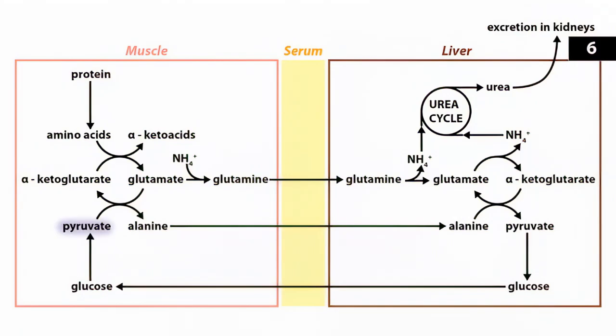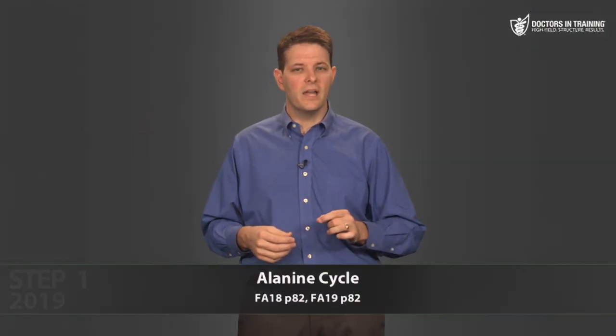So pyruvate in the muscle can be converted to alanine, then excreted into the circulation and taken up by the liver. Then the liver converts it back to pyruvate, and pyruvate is made back into glucose via gluconeogenesis. And then the liver can share that glucose with the tissues that need it. But the real purpose of the alanine cycle is not to make more glucose, but rather to deal with nitrogen.